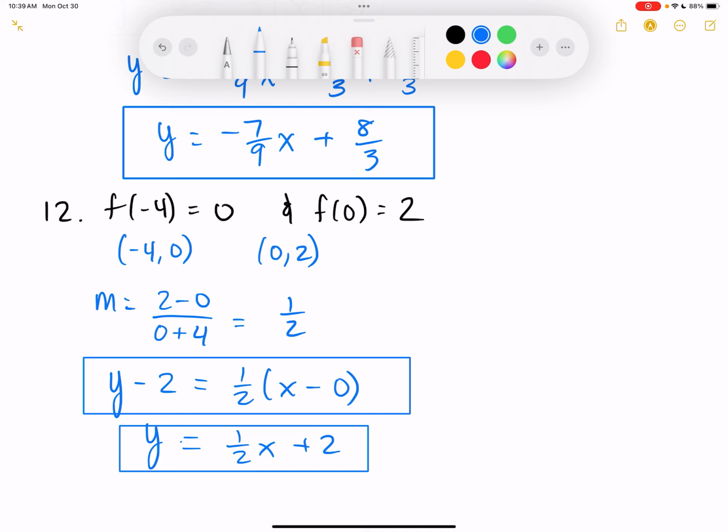Now, if you had used the other form, you wouldn't have even had to move something over, because y would have been 0, and you would have just had y equals on the left.